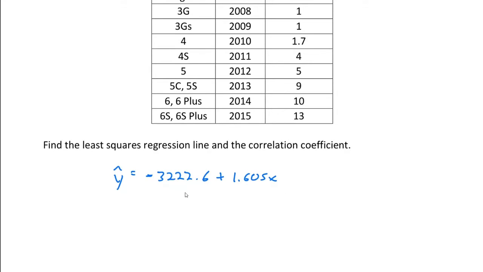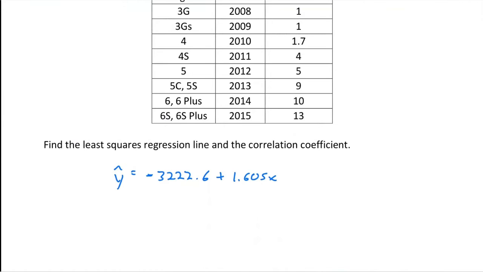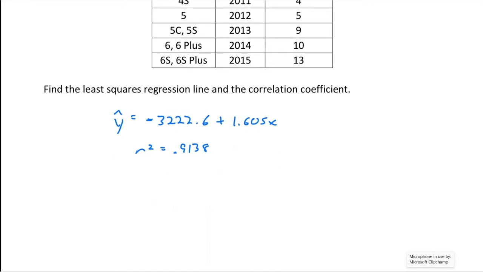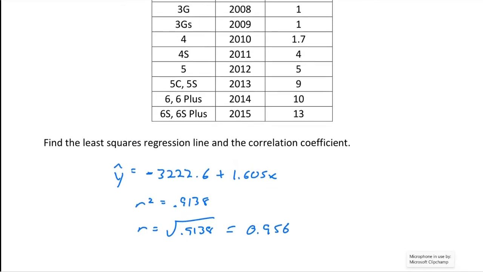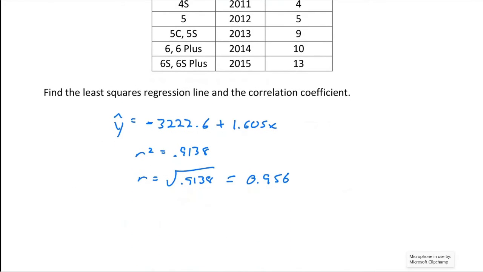And then our R squared was 0.9138. So when we take the square root of that, R is 0.956. Again, this is positive, right? As our years increase, our units sold are also increasing. And so I would say this is a very strong positive correlation.